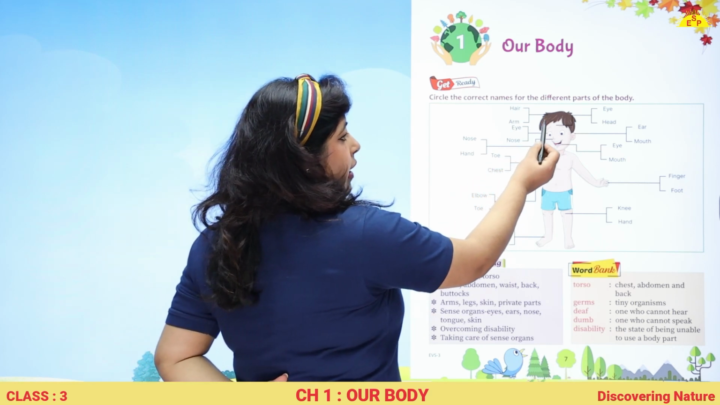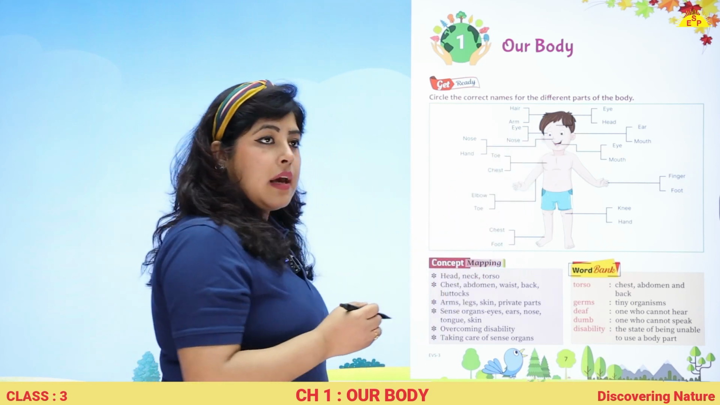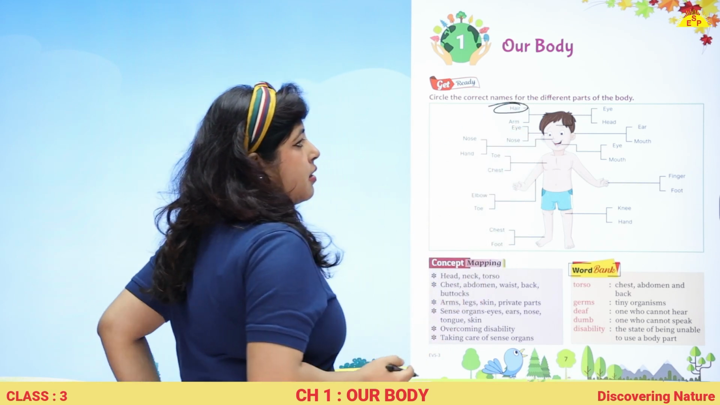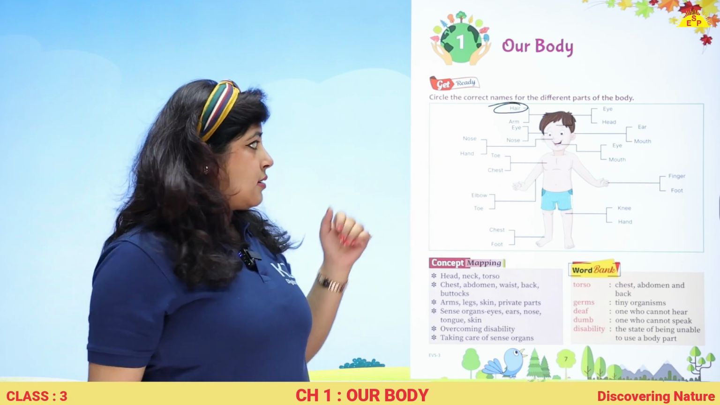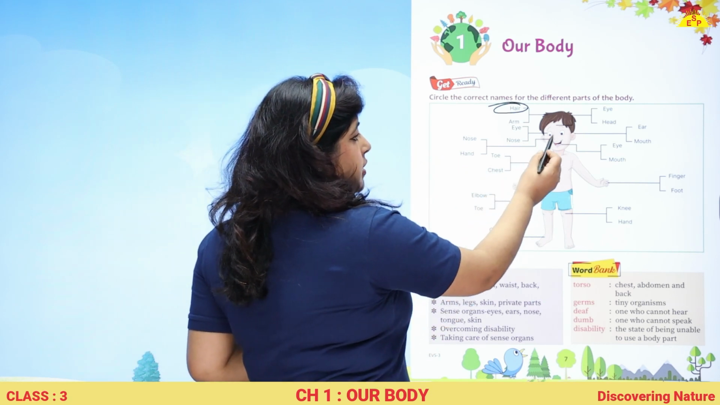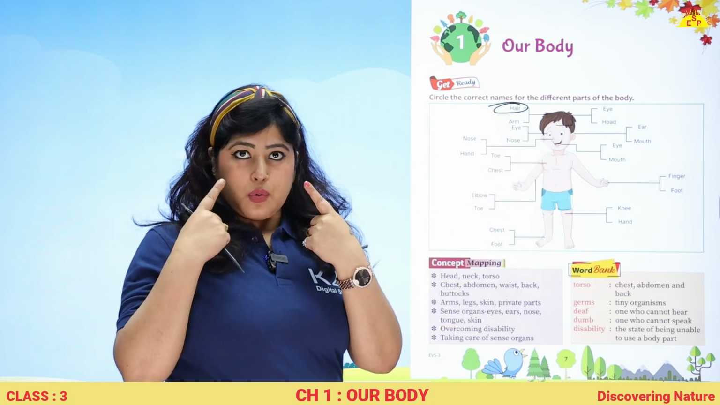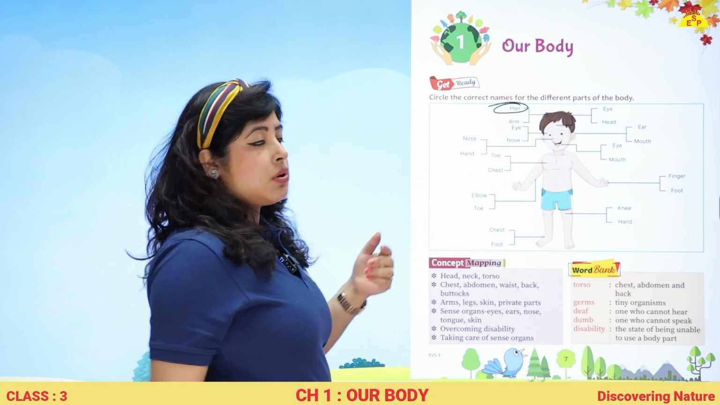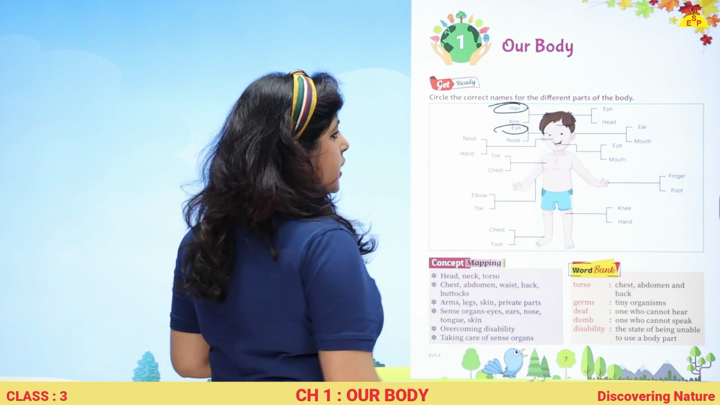So you can see hair. It is written hair or arm. So what is the right answer? It is hair. So these are hairs. Now you can see there are eyes. We have two eyes. So here it is written eye and nose. So the right answer is eye.